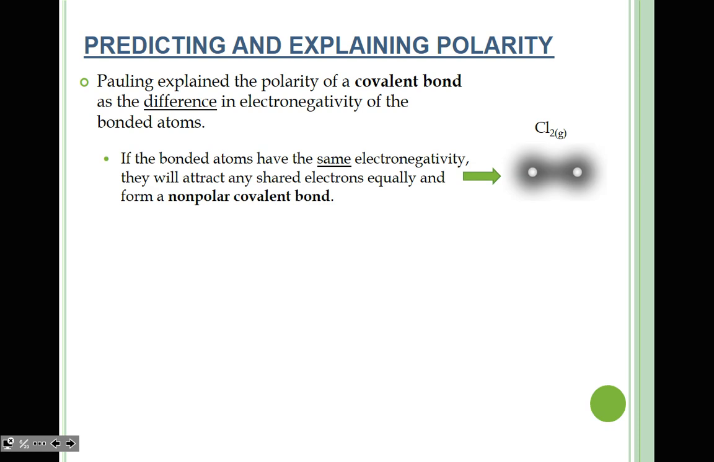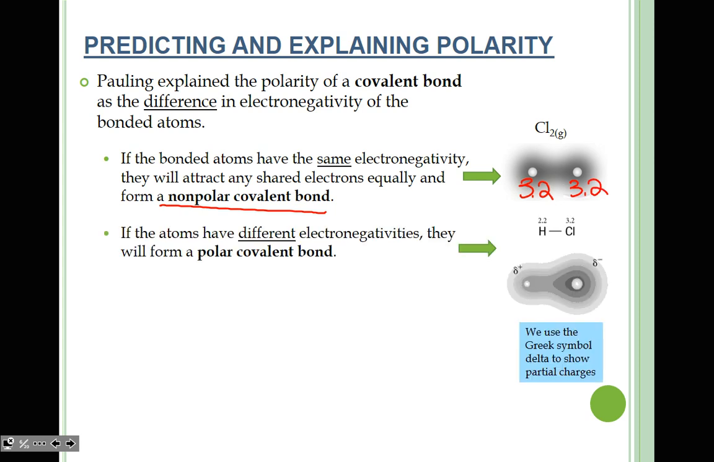If the bonded atoms have the same electronegativity, how do we know? We look at the EN numbers. They're the same. They will attract any shared electrons equally and form a nonpolar covalent bond. Nonpolar covalent bond means that they are shared smack dab in the middle. If we take a look at chlorine, chlorine has an EN number of 3.2. They're the same, so those electrons are going to be shared equally.